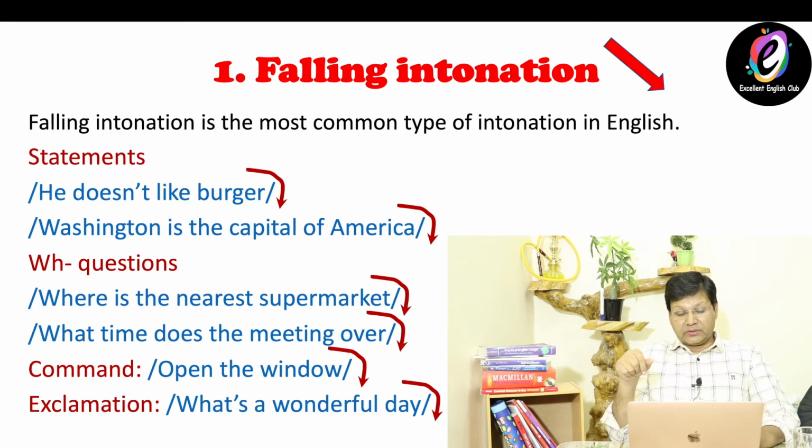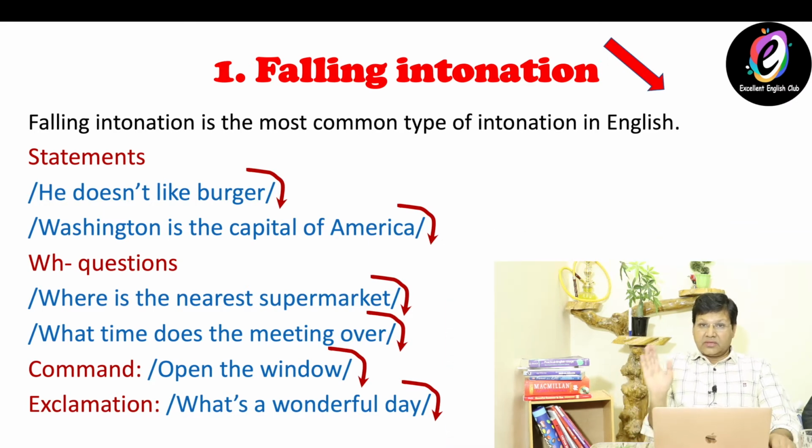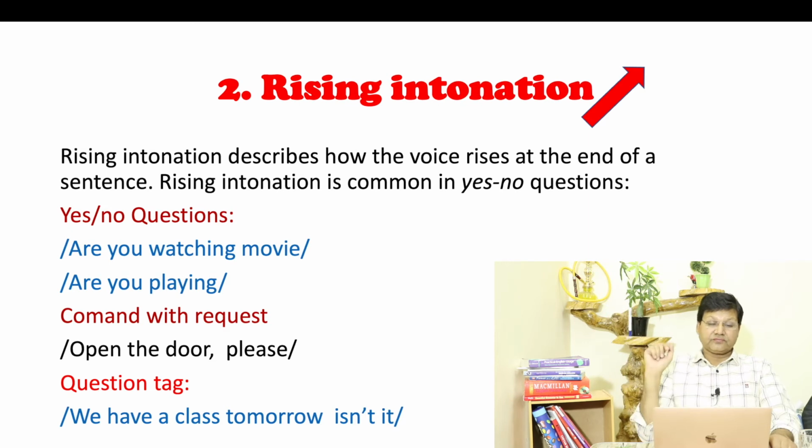Now move to number 2, that is rising intonation. Rising intonation describes how the voice rises at the end of a sentence. A rising tone is common in yes-no questions. Most of the time, when we speak any yes-no question, we use rising tone. Also in commands with request and question tags. First we will see the example of yes-no questions.